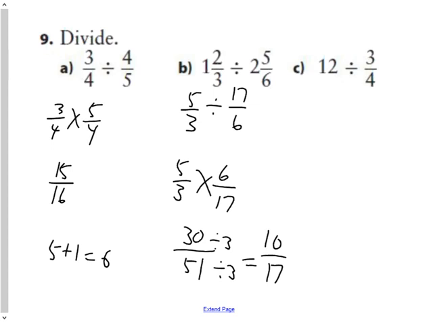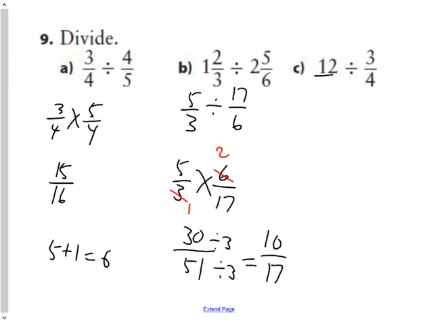Now we could have also gotten that answer here if I cross-reduced. What would 6 over 3 cross-reduce to? Close, 2 over 1. If I multiplied my numerators now, what would I get? 10. If I multiply my denominators now, what would I get? 17. Right, we could have saved ourselves a little bit of headache.